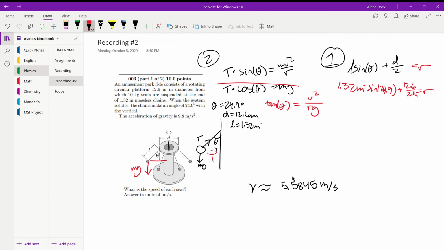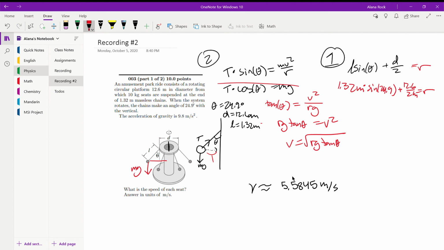Then we just need to change this so that it's equal to v, so it's rg times tangent of theta equals v squared. V equals the square root of rg tangent theta. And then you just plug in the numbers and you get this answer.